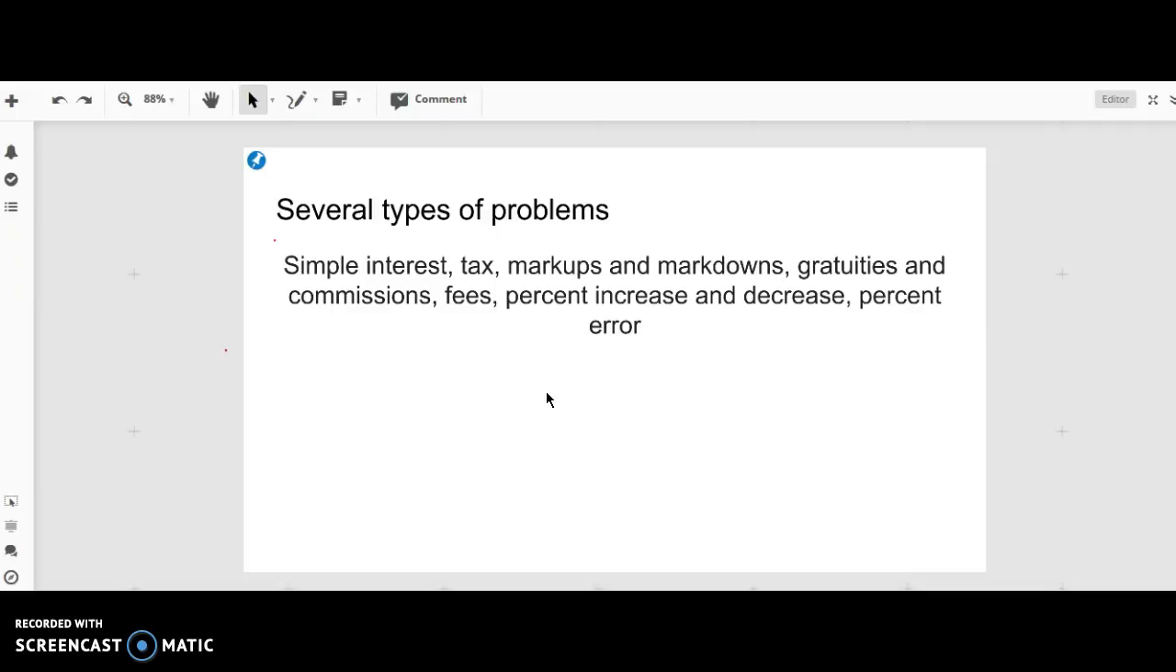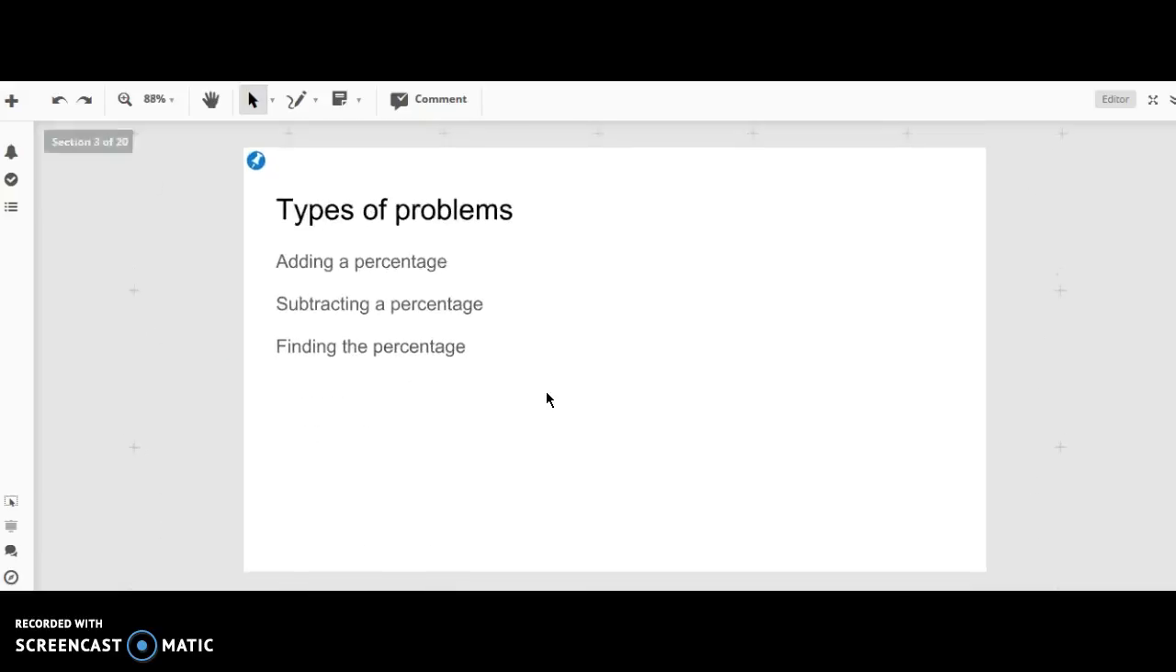Commission is a percent you earn on money. Fees is a percent you pay on money. Gratuity is a tip. So let's take a look at those. The types of problem I'll look at first are adding percentages, subtracting percentages, and finding percentages. In all of these types of problems, you're going to find a percentage first and then add or subtract it, or just use the percentage. It depends on the problem, so you have to read the question carefully.